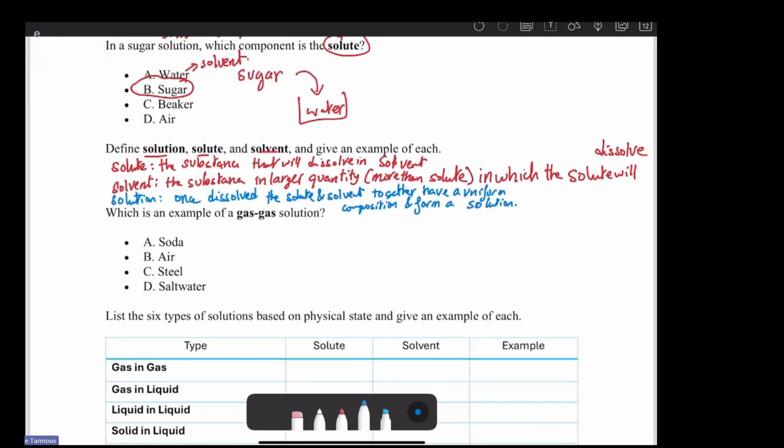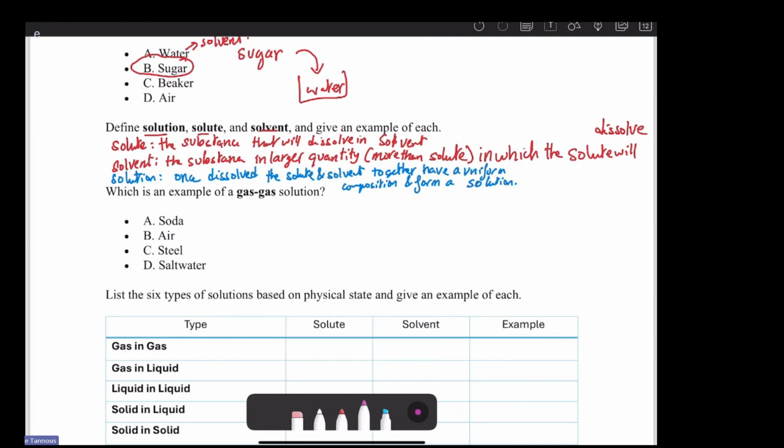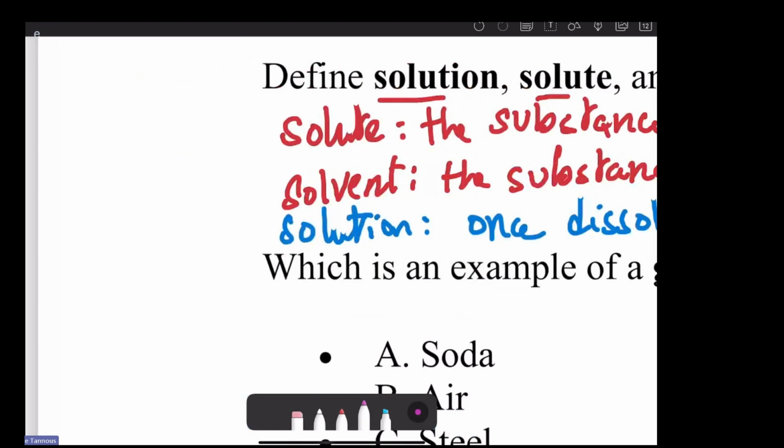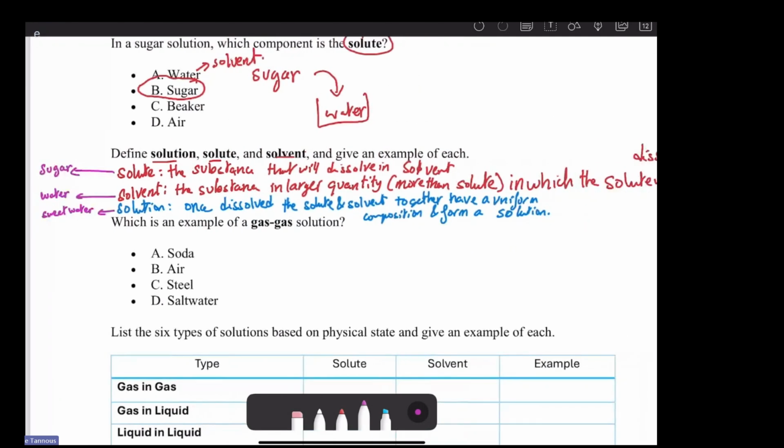Give examples of each. So, for example, for the solute, I can take copper sulfate or salt or sugar. So this is sugar, water, and sweet water is the solution. Sugary water, sweet water. Okay?